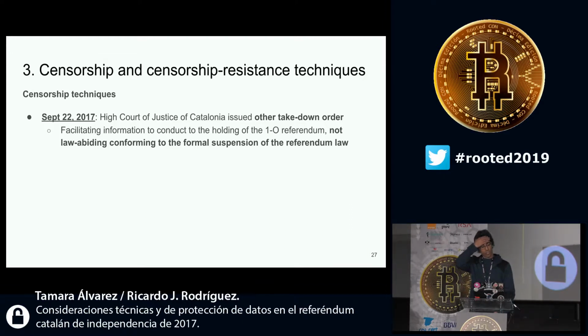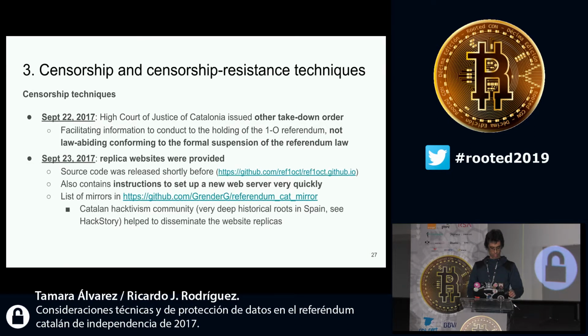So what happened then? On the 22nd of September, the High Court of Justice of Catalonia issued other takedown orders to all of these pages, particularly the ones that provided information to be able to perform this referendum, because this referendum did not respect the law according to the prior referendum law. And what happened next, everybody knows.